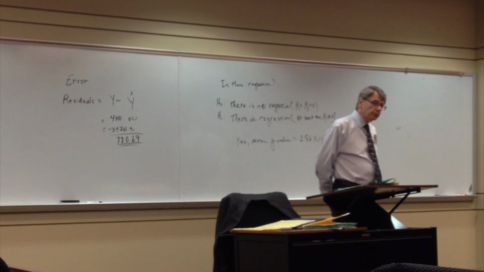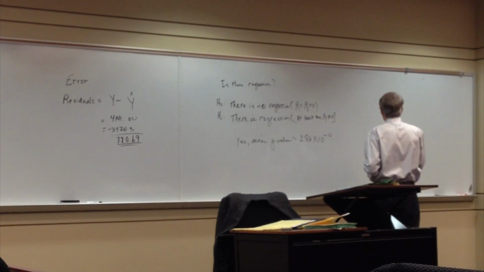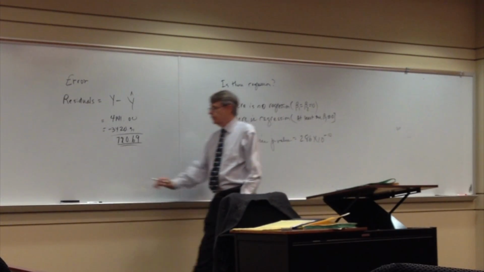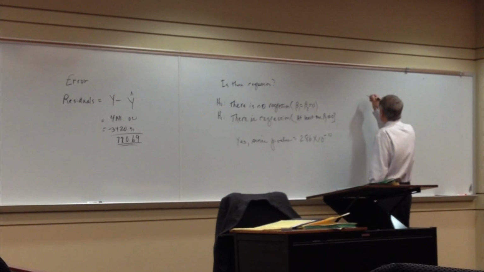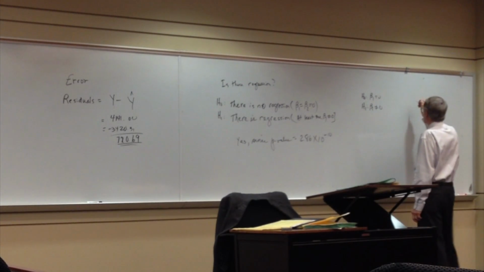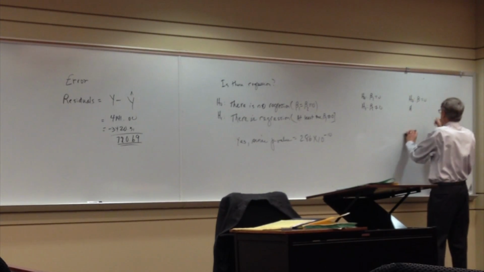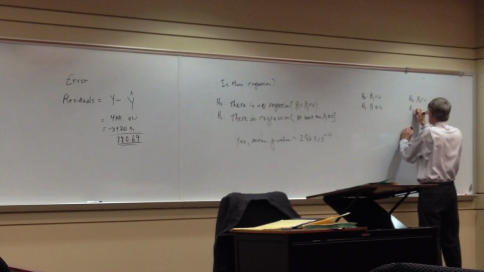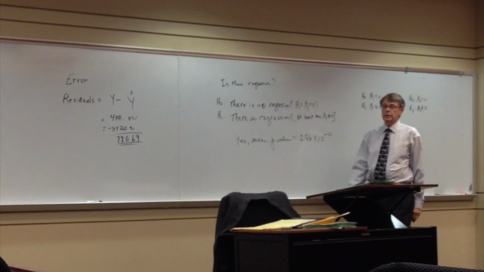Now, once we establish that there is regression, then we have to do some detailed analysis with regard to the betas. We have to hypothesize that beta 1 is equal to 0, beta 1 is not equal to 0, and over here we have to hypothesize beta 2 is equal to 0, beta 2, I'm sorry. And we have to check those out.